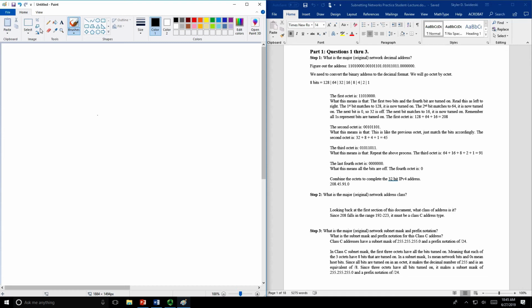In the first octet, we have 128 turned on, 64 turned on, and 16. Because those are turned on, we add those numbers accordingly, and that gives us 208 as our first decimal octet number. The next octet has 32 turned on, 8 turned on, 4 turned on, and 1. We add these up, and it gives us 45.